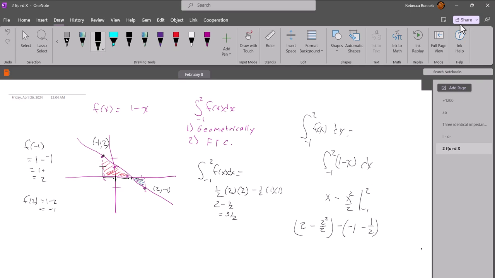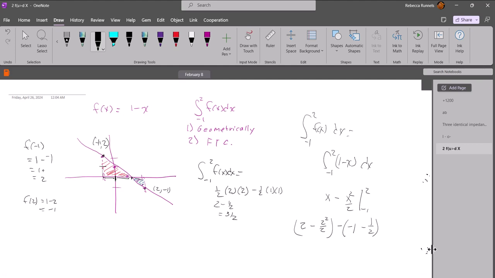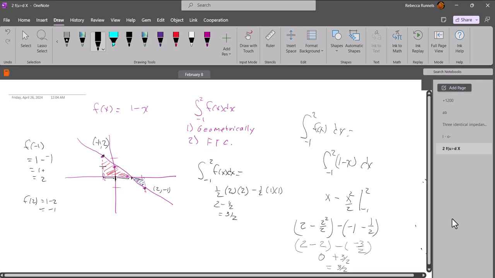So then we have 2 minus 4 over 2 is 2. So 2 minus 2 minus -1/2 minus 1/2 is minus 3/2. So that's 0 plus 3/2 is 3/2, which is the same answer that we got before.